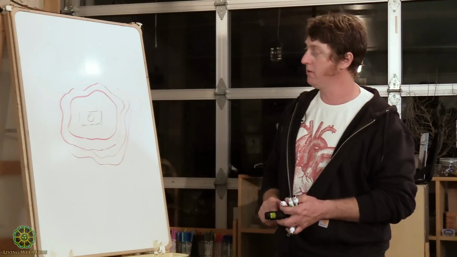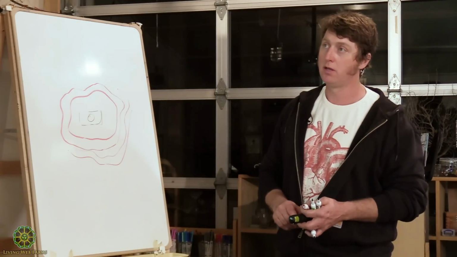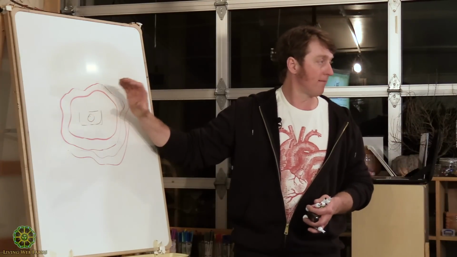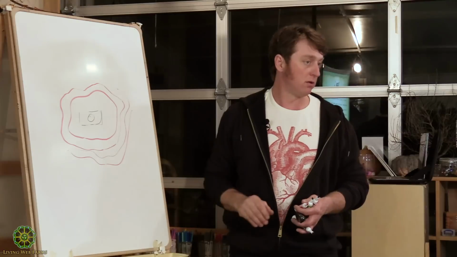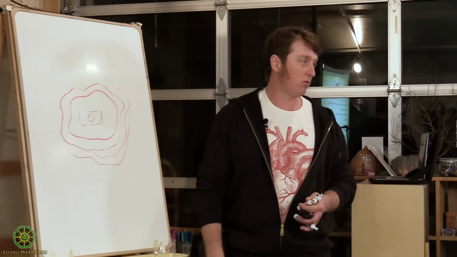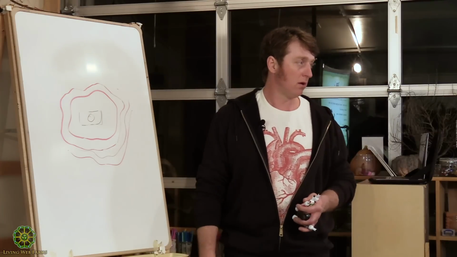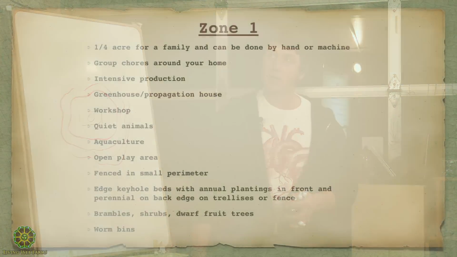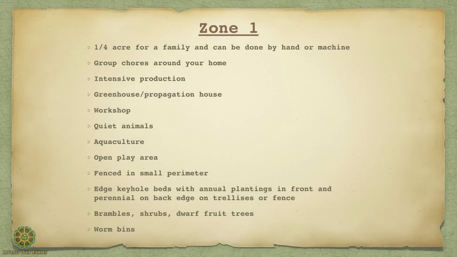So zone 1 is generally only about a quarter acre around your house. And you can do it all by hand. You can do it without equipment, and you can do it inexpensively. Zone 1 can supply most of the needs of a family. So that's where you want to put your energy.